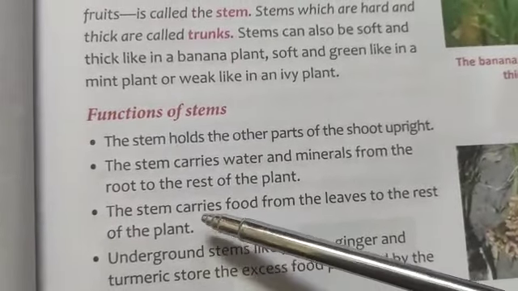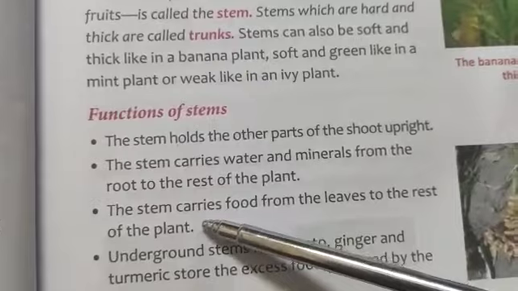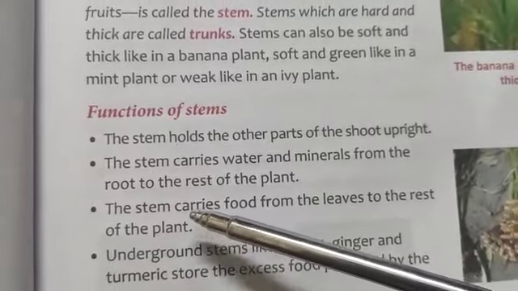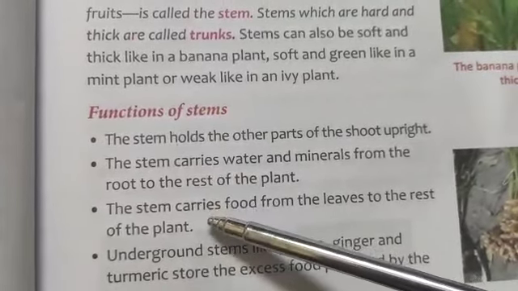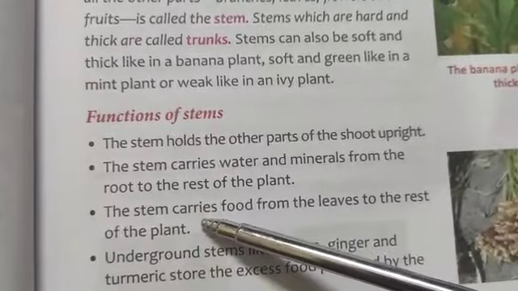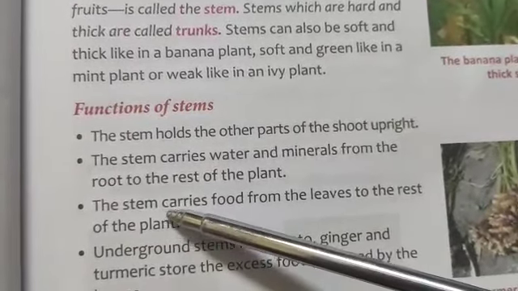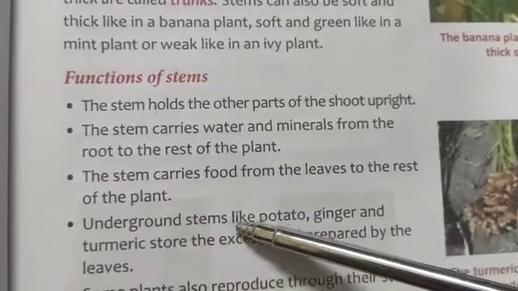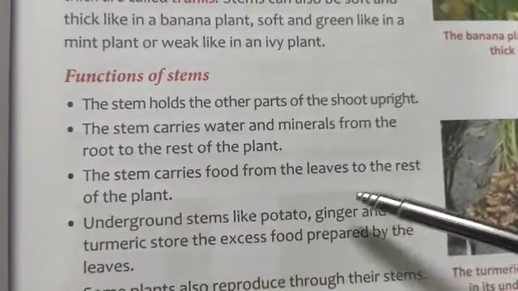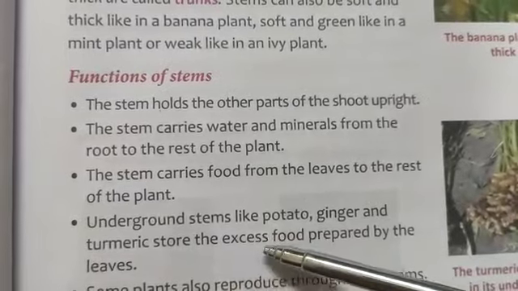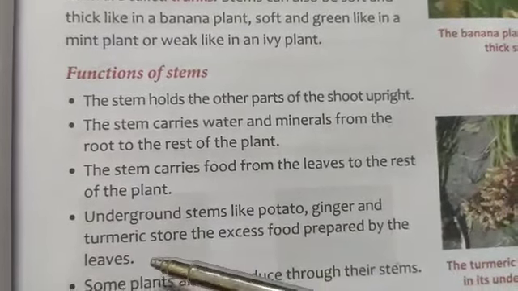Which part of the plant prepares food for the plant? The leaves. Now, after the food is prepared, which part carries it to the other parts of the plant? That is the stem. And underground stems like potato, ginger and turmeric store the excess food prepared by the leaves.